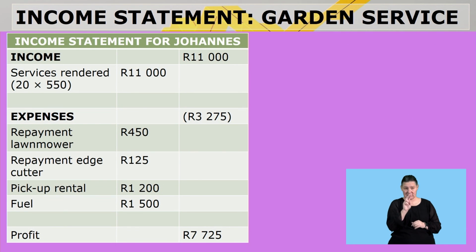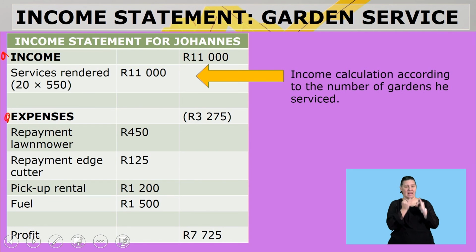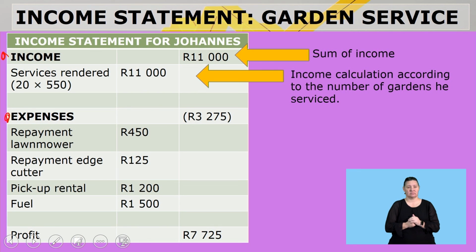So the first thing that you can see is it's no longer in a table where your income is on the left and your expenses is on the right. Now the income is on top of the expenses. The first thing is the income calculation according to the number of gardens he serviced, 20. And then the total income for the month, or the sum of the income, goes on top where it's written income. So that is on the income part.